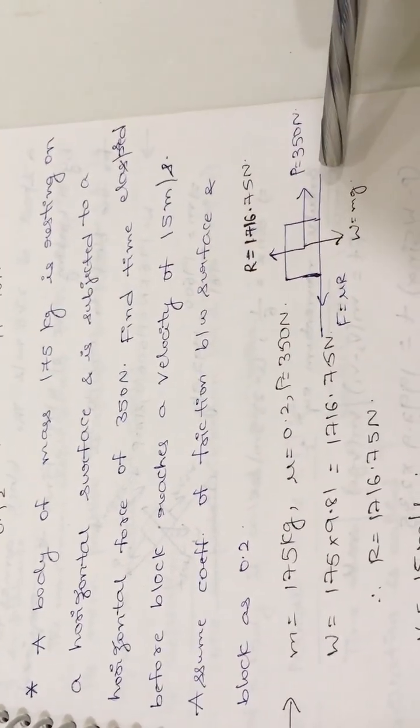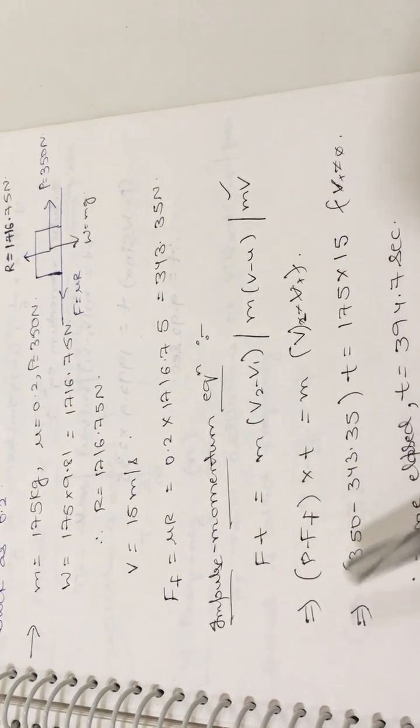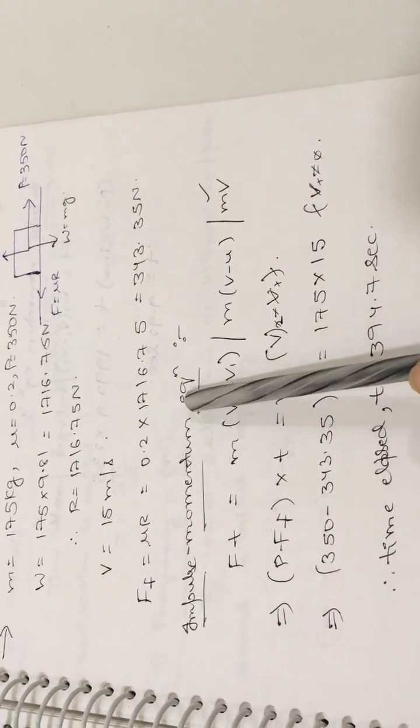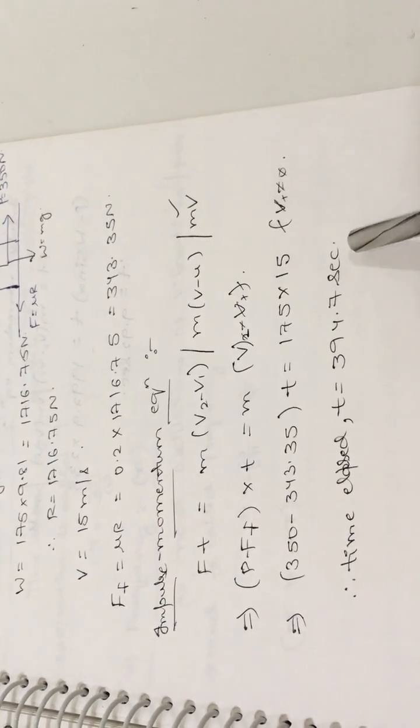Draw the free body diagram for this problem. Then according to the equilibrium conditions and the free body diagram, calculate the total force and substitute all the values in the impulse momentum equation and make T the subject. You will get the T value in seconds. Now we will see one more problem here.